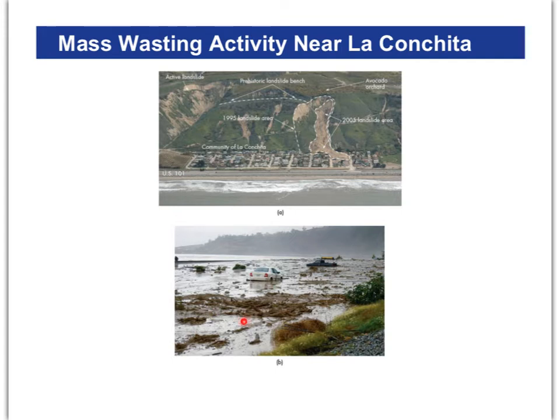Here are a couple of afterwards pictures. This one is right against the Pacific Ocean, and you see cars and all kinds of stuff swept out to sea because of this landslide. You see these tongue-shaped cracks right here. There are also some over on this side and this side as well. All are evidence of previous mass wasting that took place above La Conchita. So that should, again, tip us off that this is a really high-risk area for landslides.